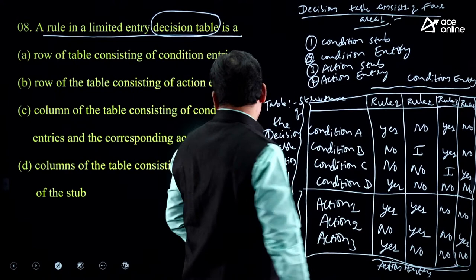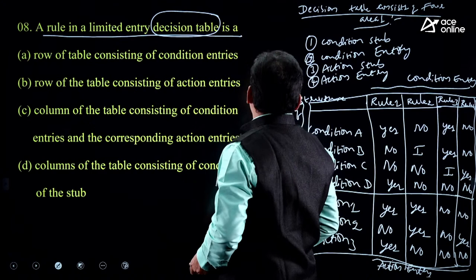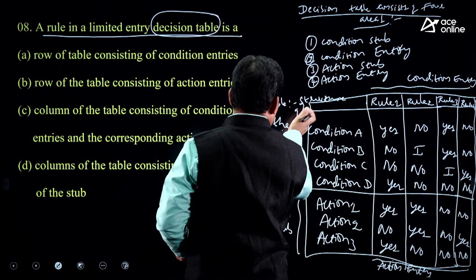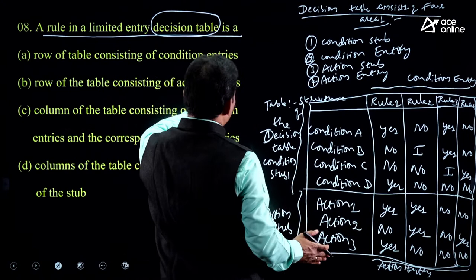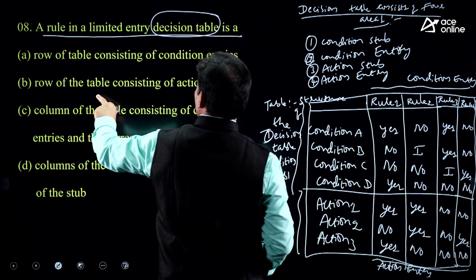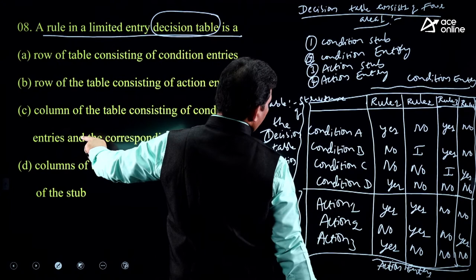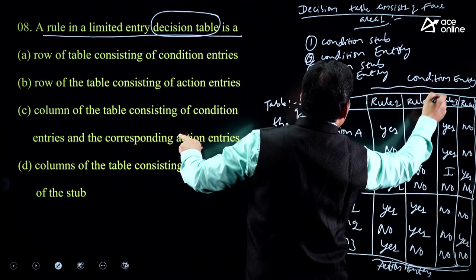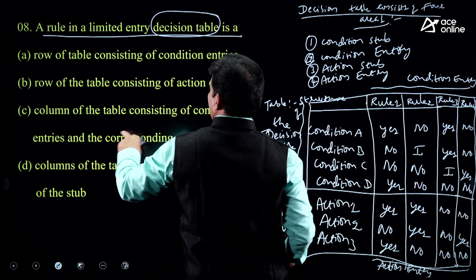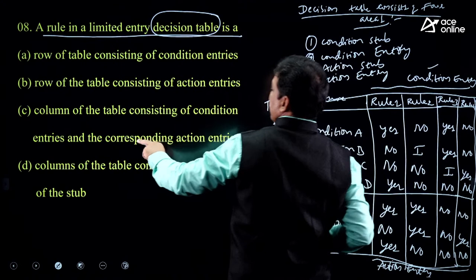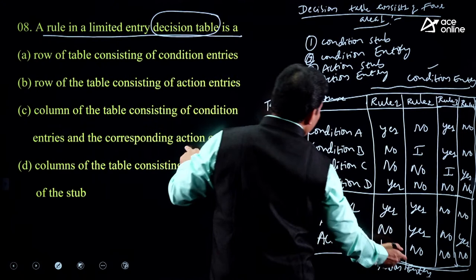A rule in a limited entry decision table, this is your decision table, is it a row of the table consisting of condition entries? Do we have rows of condition entries? A row of the table consisting of action entries? No, action entries are not in rows here, but columns. A column of the table consisting of condition entries and the corresponding action entries. So it is a column consisting of condition entries and the corresponding action entries.